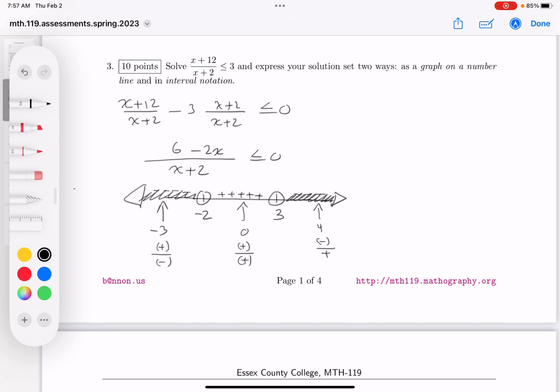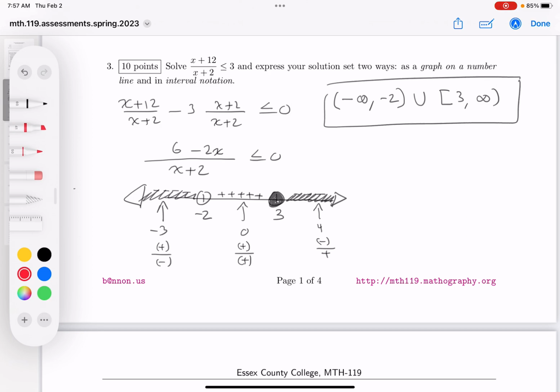The only question I can ask is when is it equal to 0? At 3, it becomes 0. But at minus 2, it's not equal to 0 because there's a division by 0. So what do you get over here? The interval is going to be from minus infinity up to minus 2. It's not touching minus 2. And then it starts up again at 3, but it touches it, and it goes off to infinity.